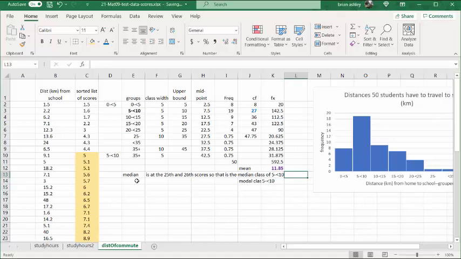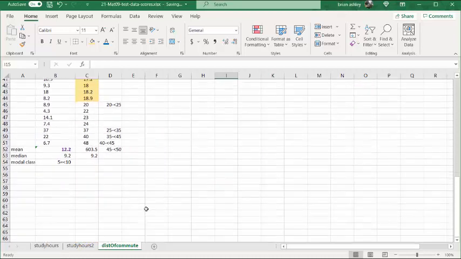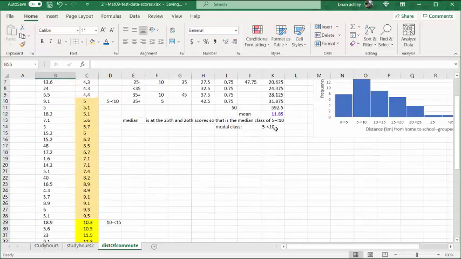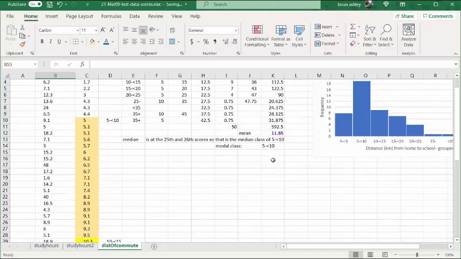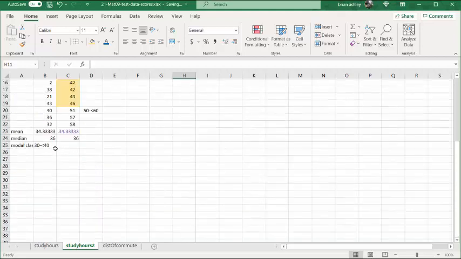All right, so let's move that over there. All right, going down here, just to look what we had, 5 to less than 10. I've got an equal sign there. I don't know why. Less than 10. Modal class. Median was 9.2, so it's still in the 5 to less than 10 class. And if we do this to the study hours, we didn't do that before. So there's our median and our modal class.